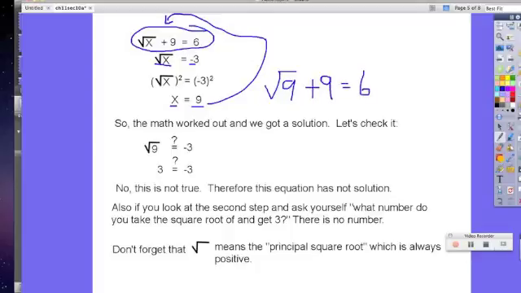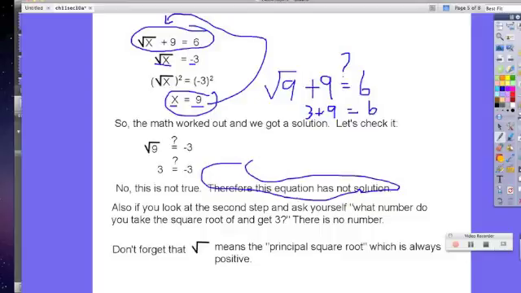Well, the square root of 9 is 3 plus 9. I don't think that's equal to 6. So we can say that this is not a true statement, and therefore this is not a solution. And since it's the only solution we have, we can say that the equation has no solution.